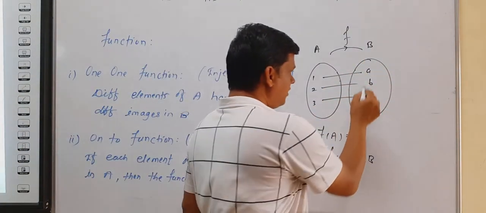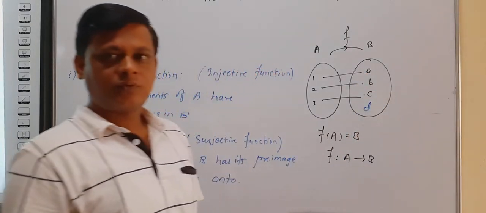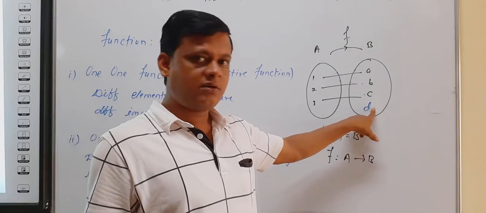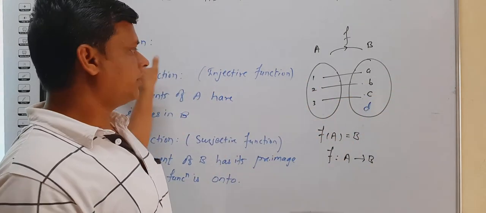So for a one-one function, different elements in A have different images in B. There may be some elements in B which are not the image of any element of A. Then it is also an example of a one-one function.